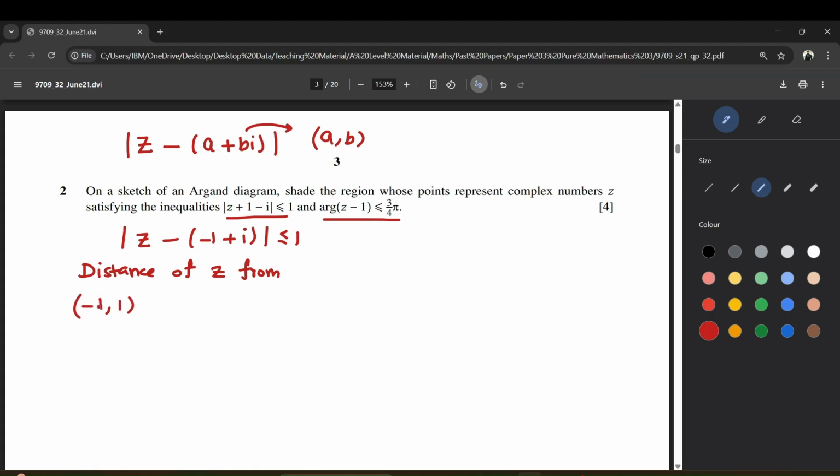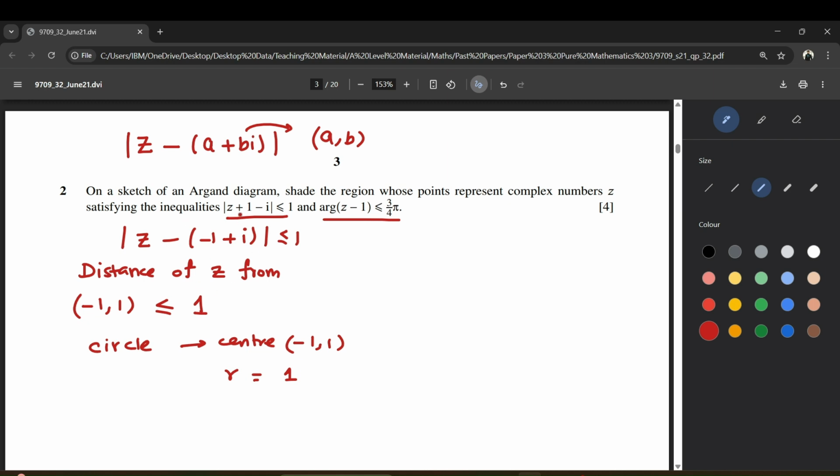So minus 1 is the x coordinate and i is the y coordinate on the imaginary axis. So we have minus 1 and 1. The distance of z from minus 1 comma 1 is less than or equal to 1. When you have this type of inequality, this modulus represents a circle whose center is at minus 1, 1 and whose radius is equal to 1.